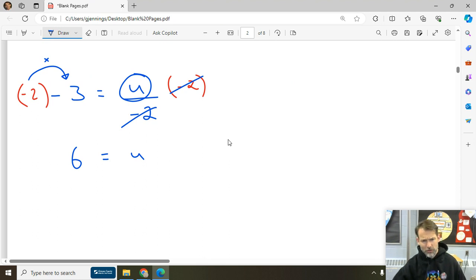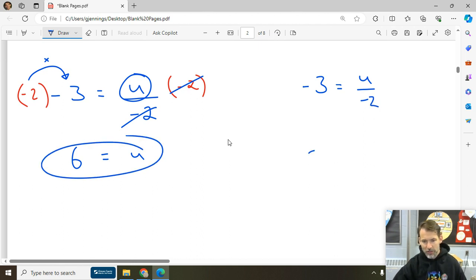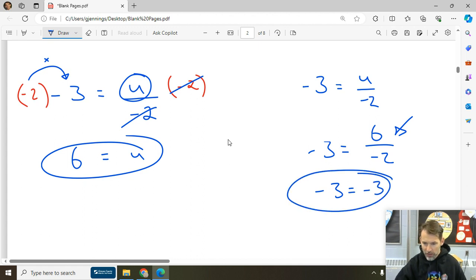Mr. Jennings, how do we check our answers? Oh, it's just such great questions. I recopy the question here. Minus 3 equals u over minus 2. And then I believe that u is equal to 6. And so I verify, is this true? Minus 3 equals 6 divided by minus 2. If I do that, I will get minus 3 equals minus 3. And guess how many days of the week minus 3 is equal to minus 3? 7 of them. So yeah, it's correct. U is 6.